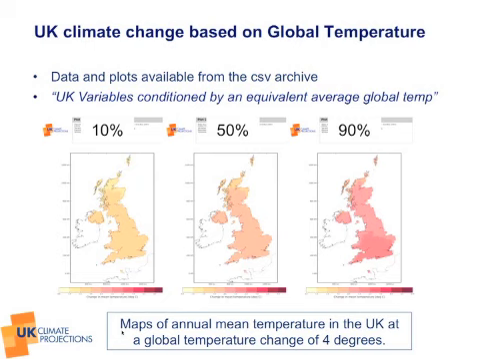The global temperature increases that are available are 2, 3, 4 and 5 degrees Celsius. Only one variable can be examined at a time for 1 month, season or year, and for one probability level. These maps show the projected changes across the UK when the user selects a global temperature increase of 4 degrees. The 10, 50 and 90% probability levels were selected individually to produce these three maps.